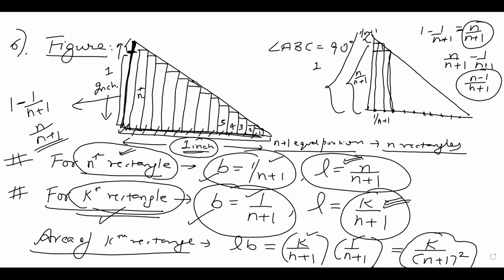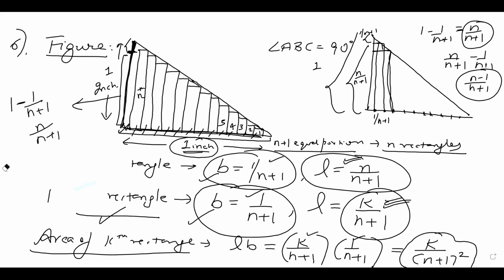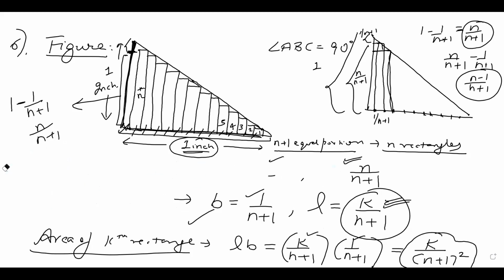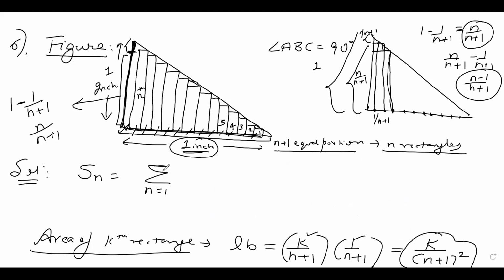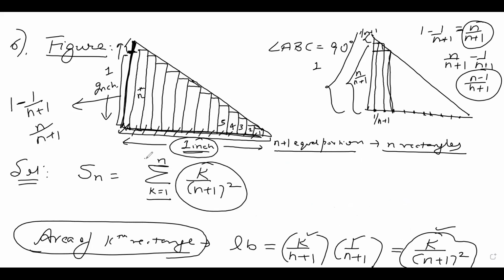Now I need to find out the sum of the areas. So if I erase all this off, now the objective is to find out the sum of the areas and its limiting value. So first of all, let me find the sum. So sum of the n rectangles will be summation as k goes from 1 to n, because we have picked up the kth rectangle. So summation as k goes from 1 to n, k upon (n plus 1) square. The area of the kth rectangle is k upon (n plus 1) square. Since I need to find the sum, I need to add this term as k goes from 1 to n.